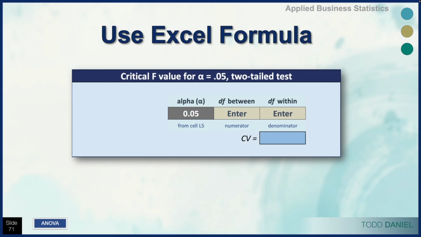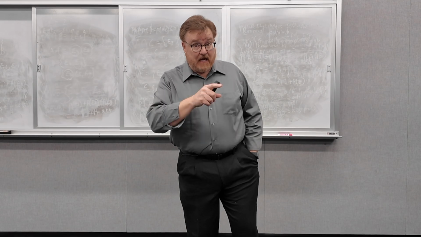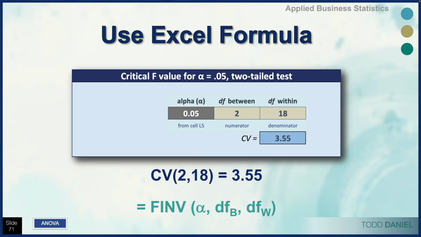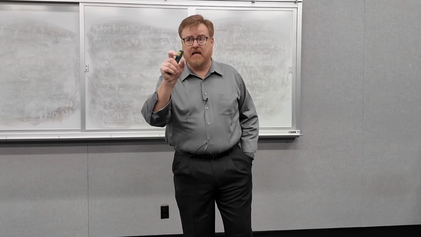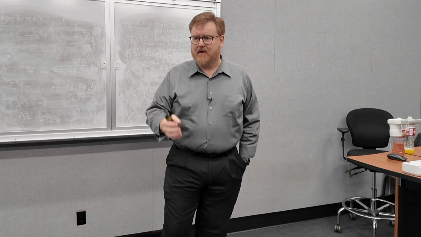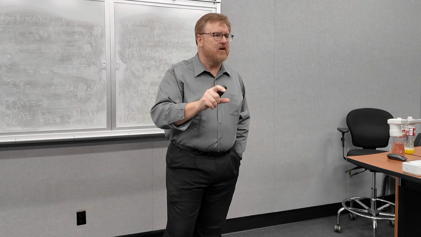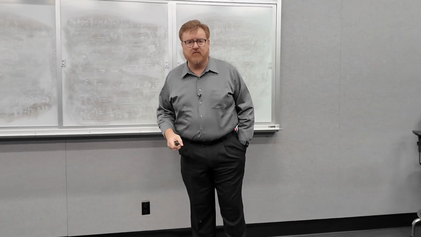I've plugged in 0.05 as my default for alpha, but you can change that from 0.05 to 0.1 or 0.10, and then simply plug in degrees of freedom between, degrees of freedom within, and it will give you the critical value. If you're interested in how we get there, here's the formula that I'm using to calculate the degrees of freedom. Within this spreadsheet, you can always click on any particular box. You can extrapolate what the formula is that's being used. So there's no magic about it. The formulas are there. I'm simply designing it in a way where it makes it easier to plug in numbers and get the answers that we're looking for.